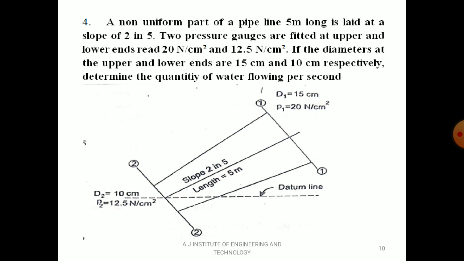The slope is given, that is slope equal to delta y by delta x, or y by x. So the slope value is 2 in 5, so 2 by 5 equals the vertical, which you don't know, delta y divided by x. That is okay, I'll explain about that later. Just for time's sake, remember slope 2 in 5, length equal to 5 meter.